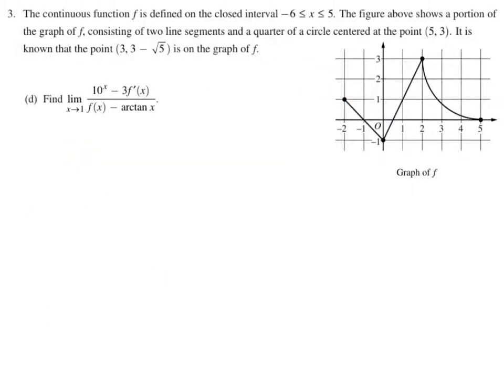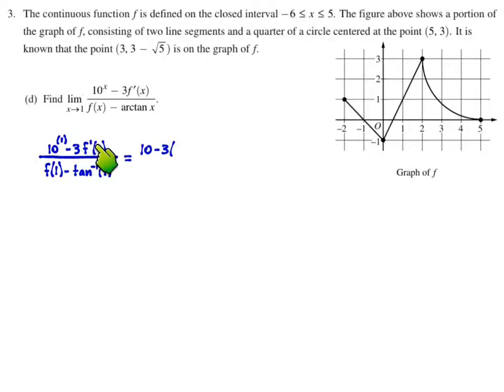For part D, this one seems a little out of place, and at first I'm thinking L'Hopital's rule. So what do we have to do when we first take a limit? The very first step in taking a limit is to substitute. So we would get 10 to the first minus 3 times f prime of 1 all over f of 1 minus the arctangent of 1. So we've got to figure this guy out. Well, 10 to the first is just 10.